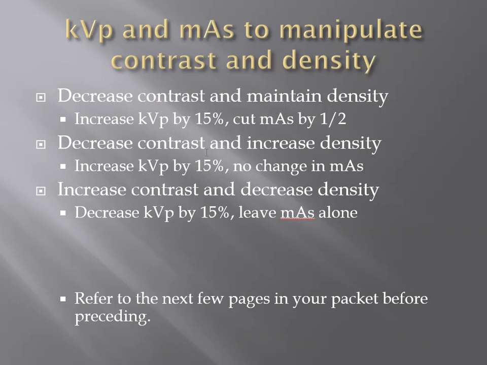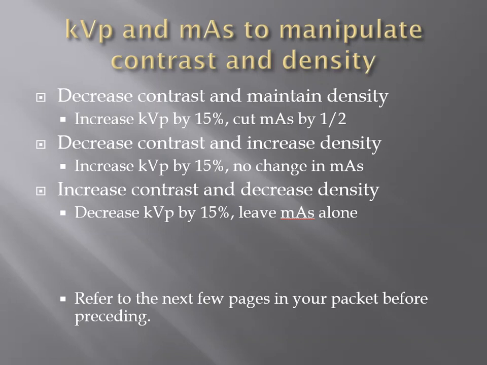If we want to decrease contrast and increase density or exposure, then we're going to increase our KVP by 15%. And that's automatically going to give us a doubling of our exposure or our density, so to speak. And that's going to take care of itself. We don't need to change the mass at all.